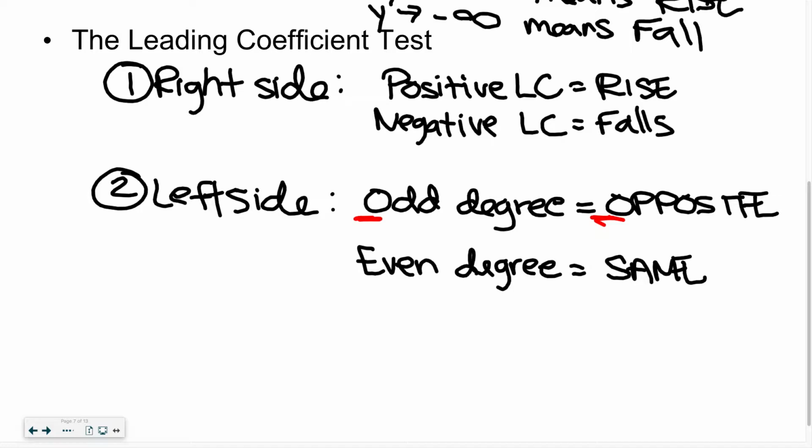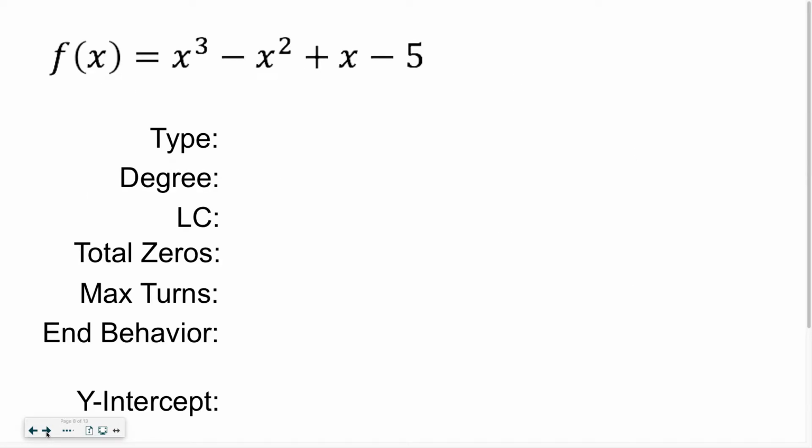Okay. But you're going to write it in mathematical notation. That's going to be the hard part. Okay, so let's look at an example. This is that same problem, right? From my very first slide when we named the degree and the leading coefficient.